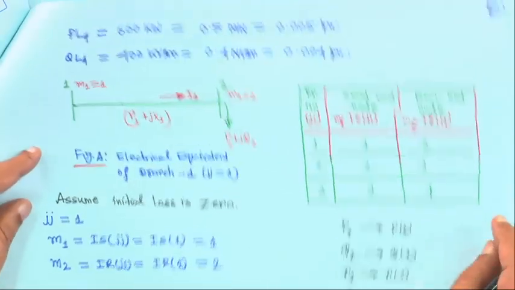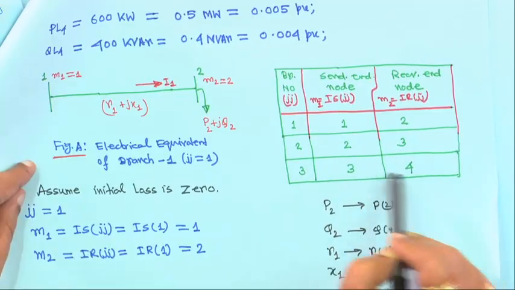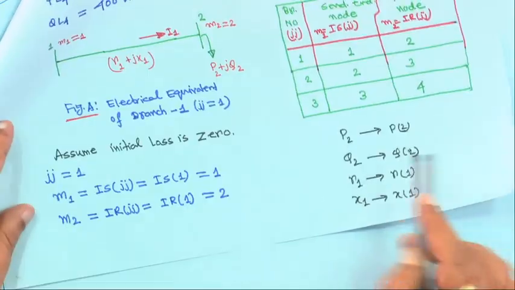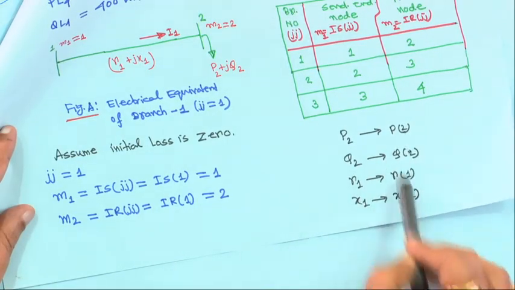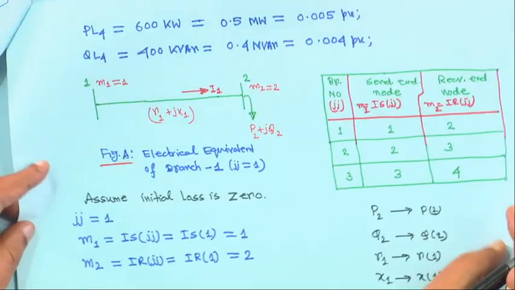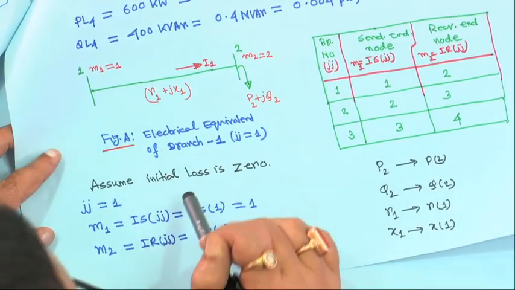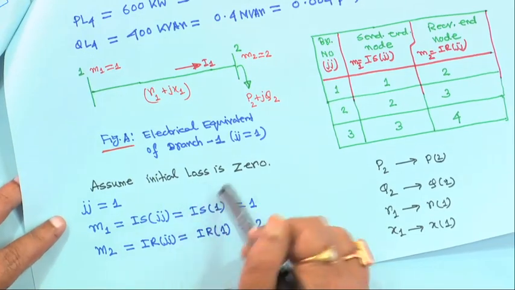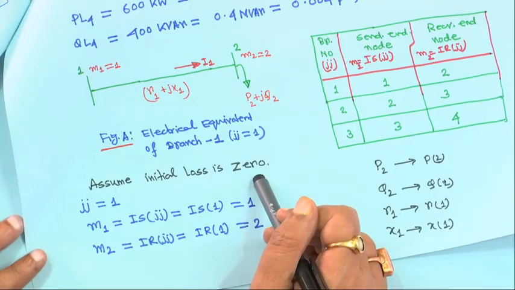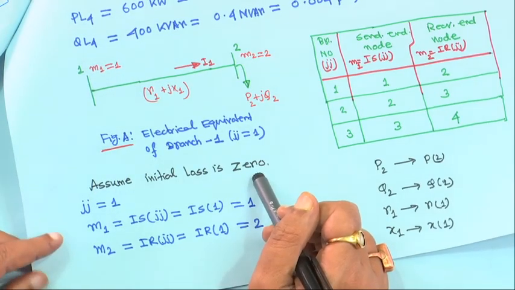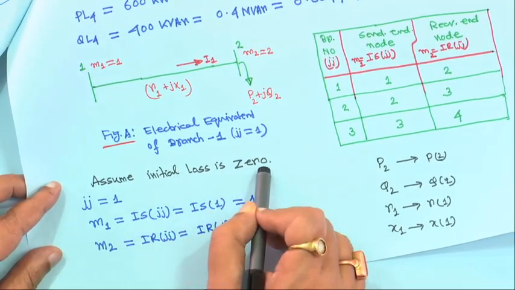Now, the same example 4.1 has branch numbers 1, 2, 3, with sending and receiving ends. Here also the meaning is the same: P suffix 2 and P bracket 2, Q2, R1, everything is identical. For the second method, initially we have to assume that the loss is 0, that means all the branch real power losses and reactive power losses are assumed to be 0.